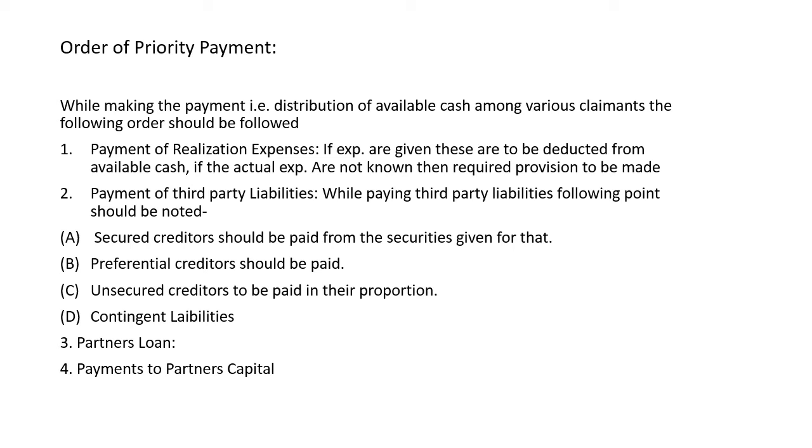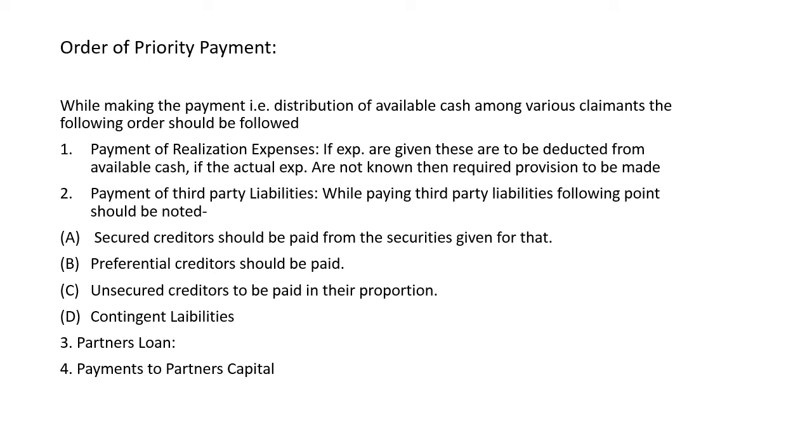After making payment to the preferential creditors, the amount available with the organization is required to be used for making payment to unsecured creditors. Means unsecured creditors are to be paid after making the payment to preferential creditors. Again, the question arises how this payment is to be made to unsecured creditors.